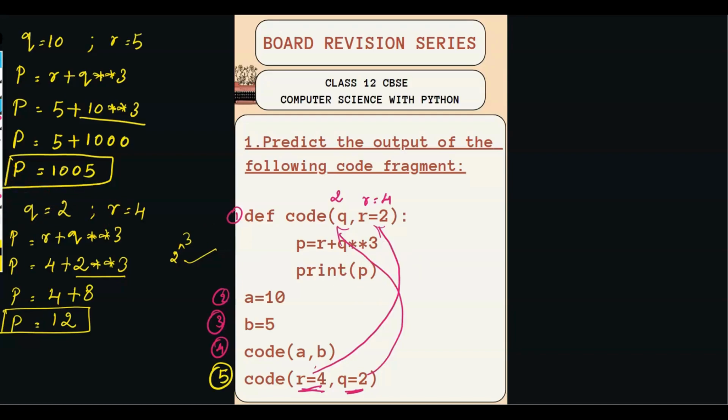Okay, at the starting what it will print? The first value of P which is printed is 1005, and on the next function calling statement, it will be giving the output of 12 here. So this is your output. Okay, if you write this, then you will be getting 2 marks. Okay, these are your 2 mark questions. Hope you all understand this question.